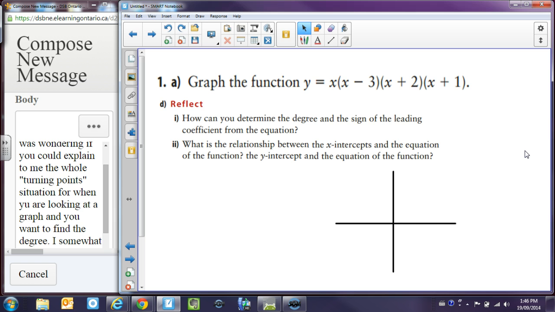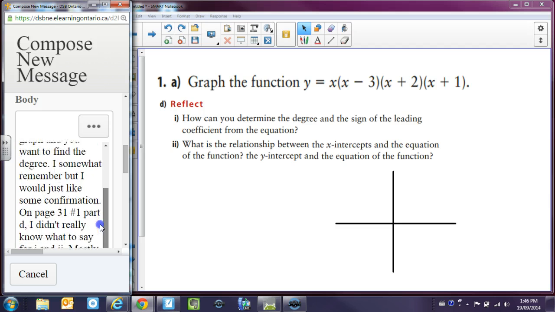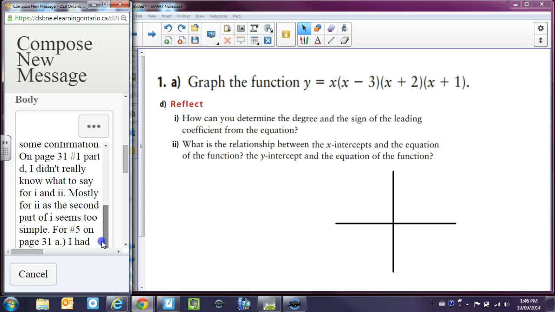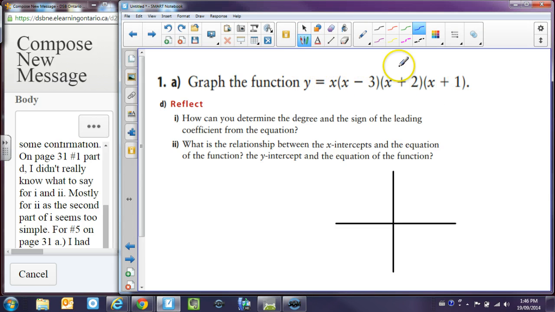Now, I looked ahead here and noticed that question 1 and question 5 I would give similar answers to. So I'm going to hit question 1 quickly and then go to question 5 because it's got a little bit more complicated a situation. So how can you determine the degree and sign of the leading coefficient? What you want to recognize is this can be expanded. And if it's expanded, you get y equals x times this times this times this, which will be x to the fourth. And then you get x times this and so on.